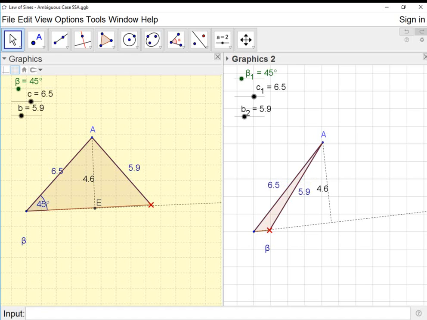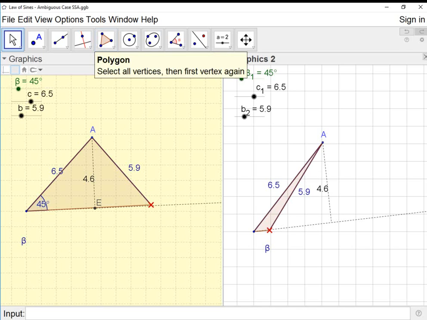So I've got an angle, a side, and a side, congruent to an angle, a side, and a side. But are those two triangles congruent triangles? No, they don't overlap each other, right? They're not cut and paste of one another. So even though we have angle, side, side, it does not guarantee congruence, because those two triangles are not congruent to one another.